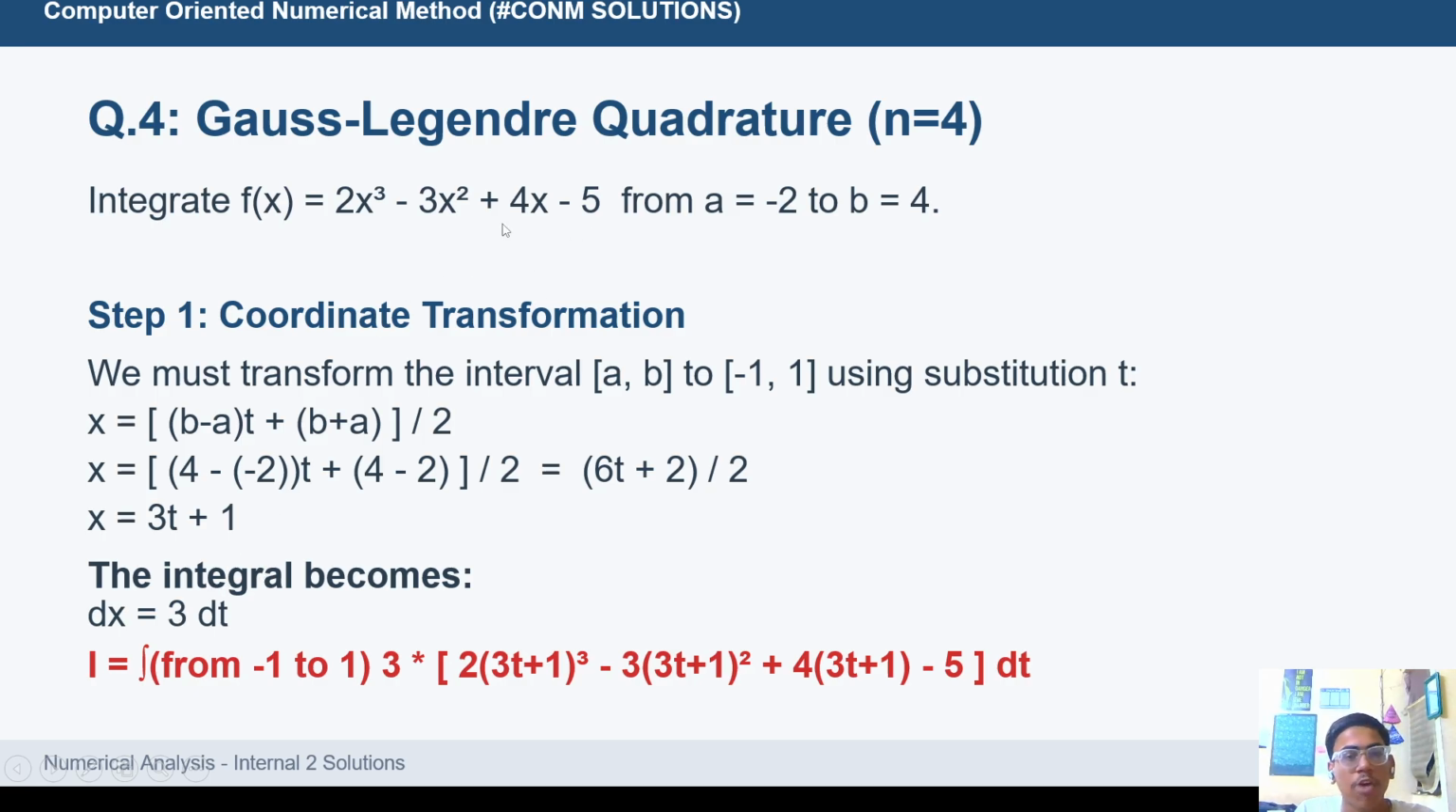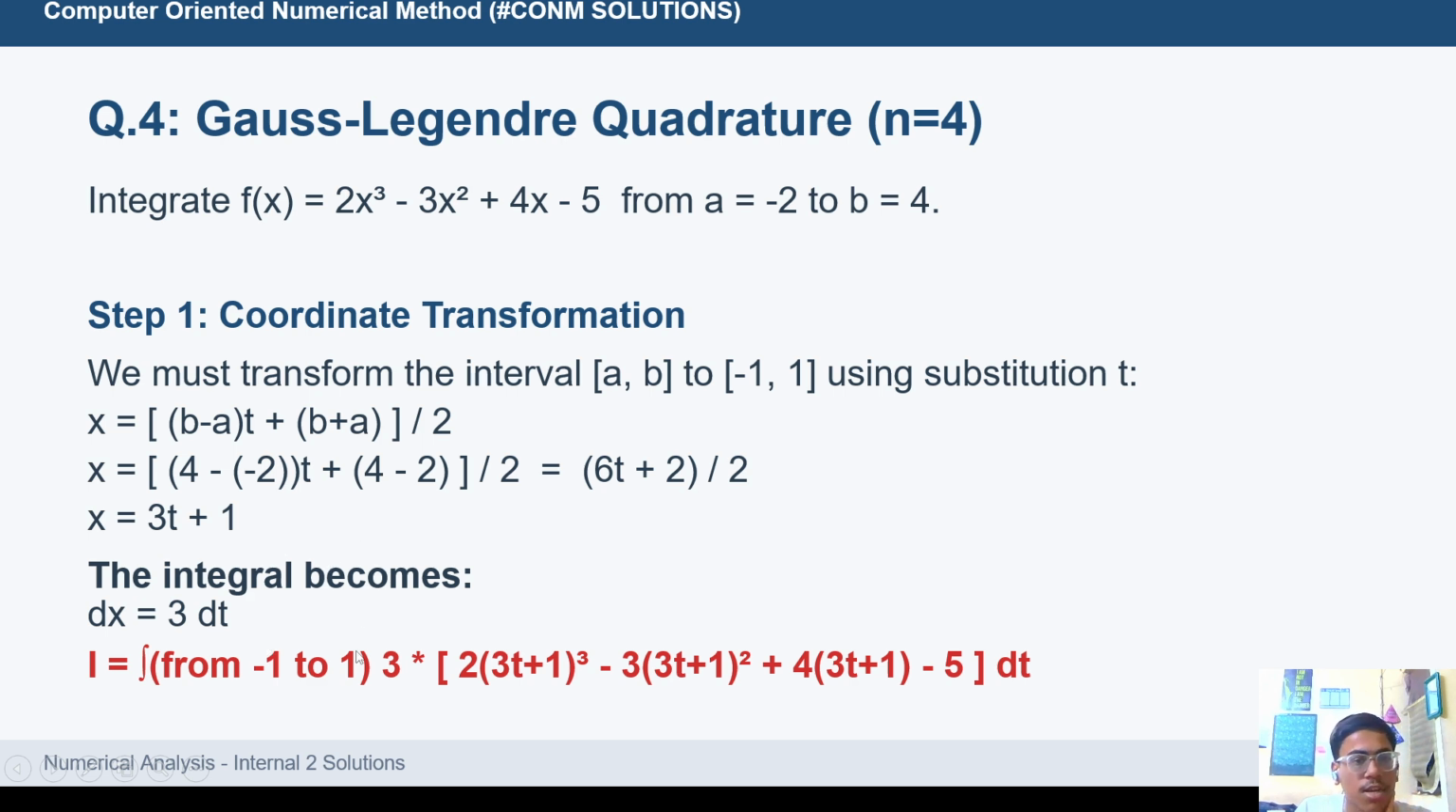So now, for converting these limits from minus 2 to 4 to minus 1 to 1, we will put the value of x in the function. So this integral will be converted into this. Why are we converting from minus 2 to 4 to minus 1 to 1? As we already know, the Gauss-Legendre or Gaussian quadrature formula can only be applied on an interval from minus 1 to 1. That's why we are converting the limits. So here x comes out to be 3t plus 1.